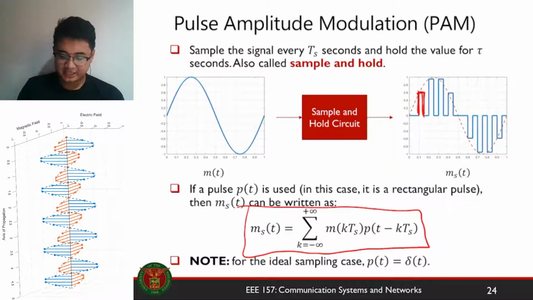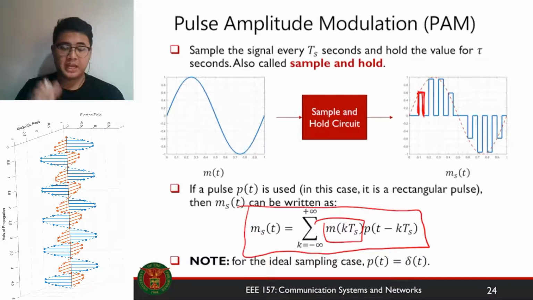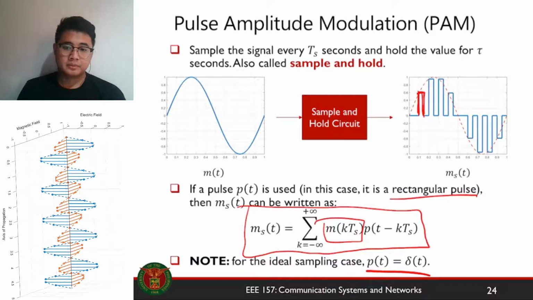But in this case, the amplitude of your pulse is constant within one symbol period. The ideal sampling case is when the pulse is equal to delta of t. Again, we can use any pulse shape p of t here. In this case, we'll only use a rectangular pulse for simplicity. More advanced designs use different pulses to reduce the bandwidth of transmission.